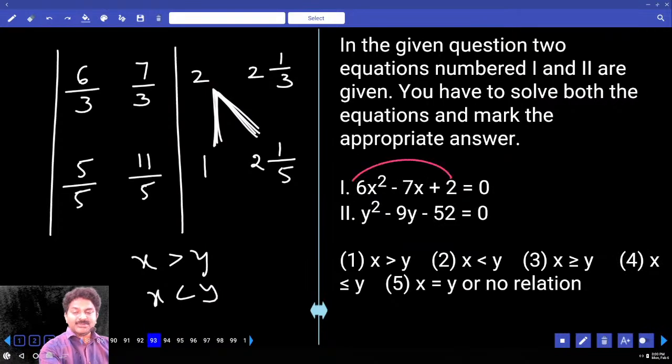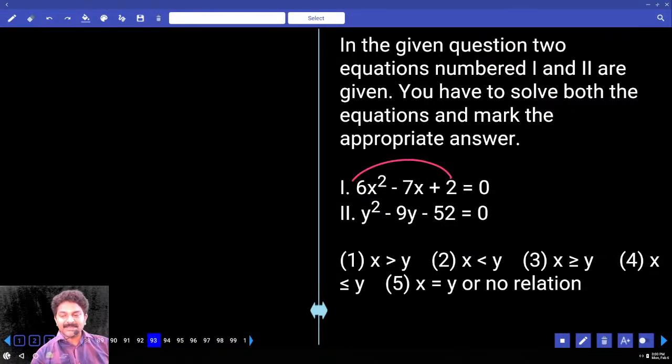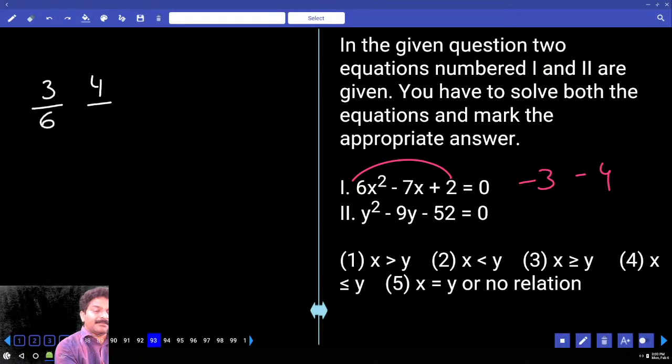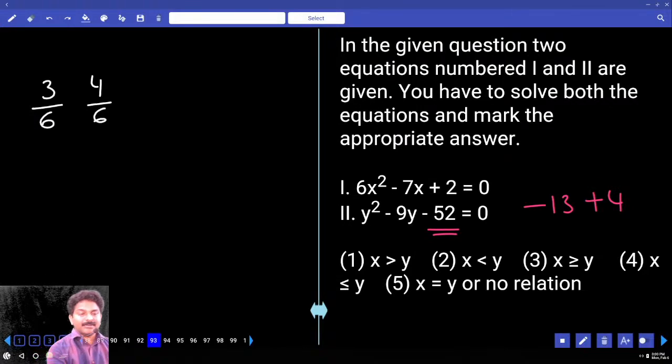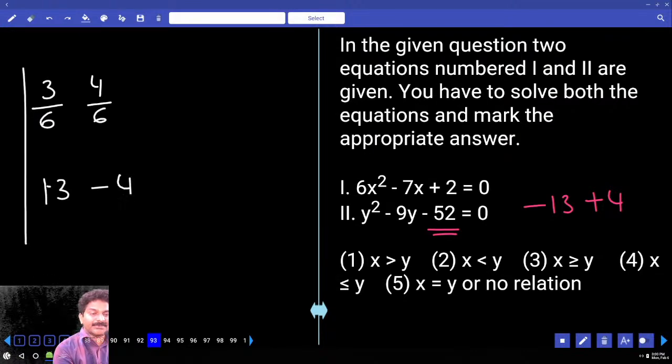Product must be 12. Sum must be minus 7. Combination: minus 3, minus 4. Factors are plus 3, plus 4 divided by 6. Product must be minus 52. Sum must be minus 9. So here we can write it as minus 13 plus 4. Sum is minus 9. Product is minus 52. Then factors are plus 13, minus 4.